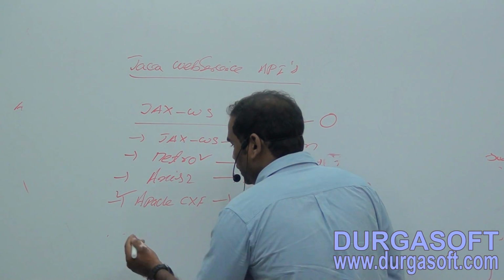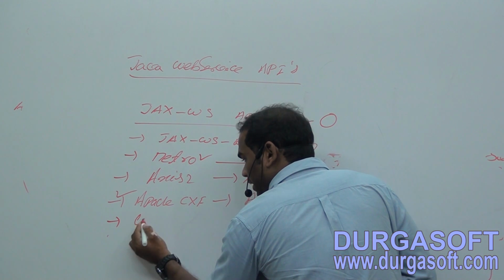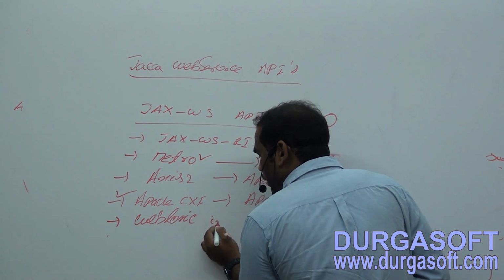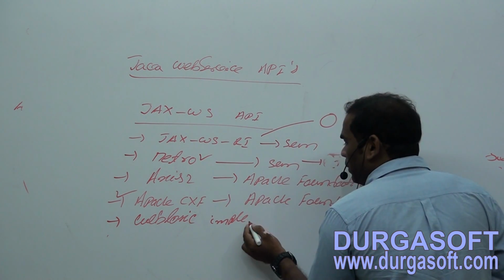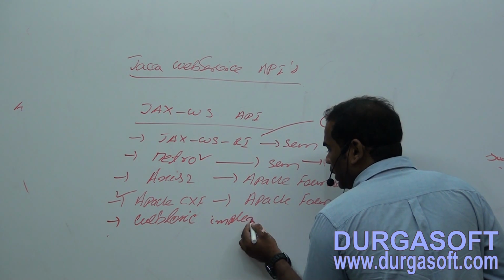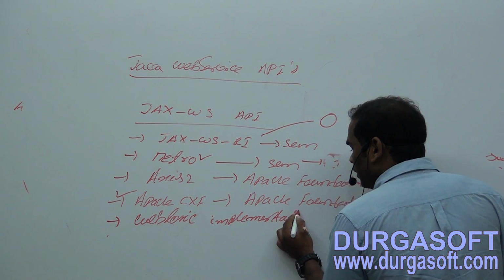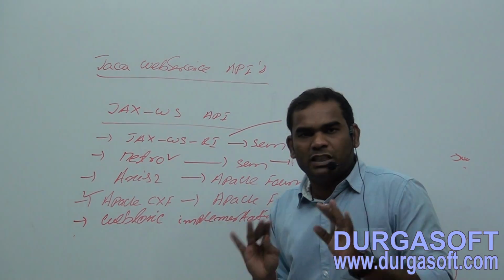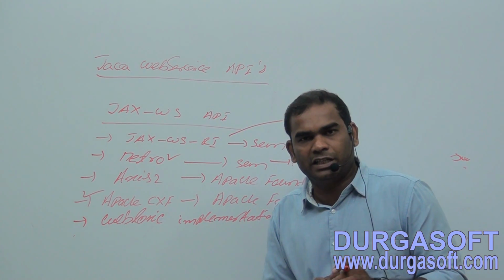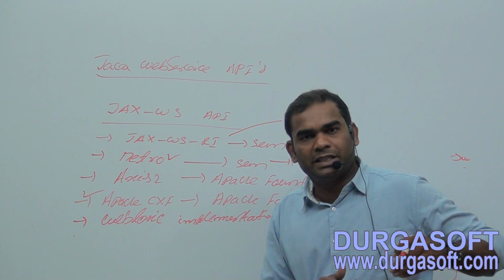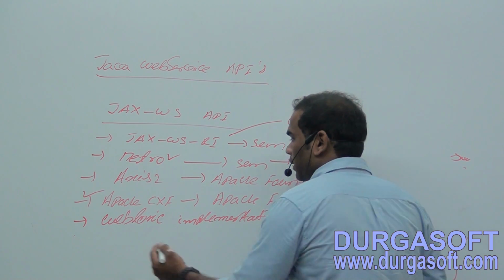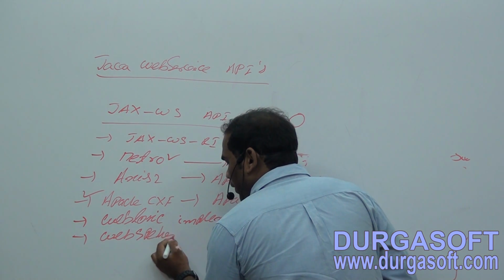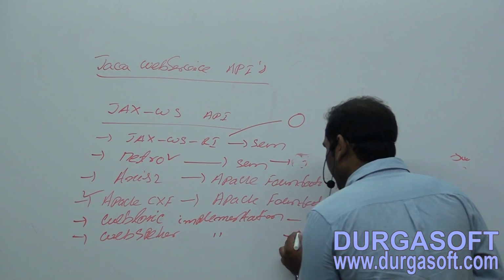The next implementation is the one WebLogic has provided, called the WebLogic implementation. This is given by BEA. They do not give these jar files separately. We get this implementation along with the WebLogic server itself. The next one is the WebSphere implementation. It's from IBM.